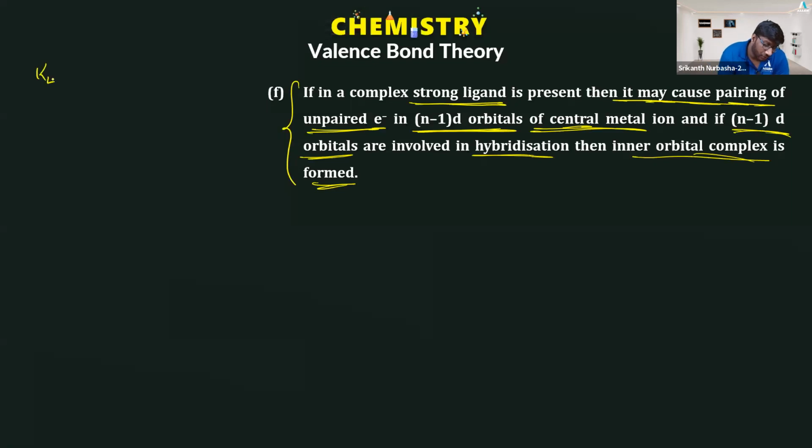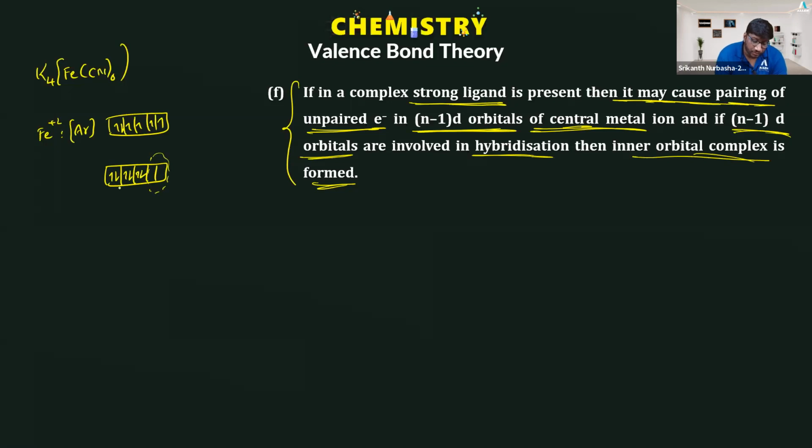So let us take K4[Fe(CN)6]. Cyanide is a strong field ligand. So what happened in Fe2+? We have argon 3d6. What should be 3d6? 1, 2, 3, 4, 5, 6. But what happened actually? The pairing happened. Yes or no? Because of pairing, what is available, students? Because of pairing, the inner orbitals are vacant or not? Yes or no?